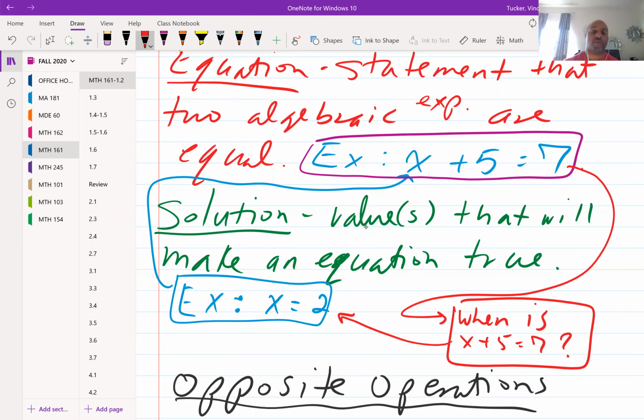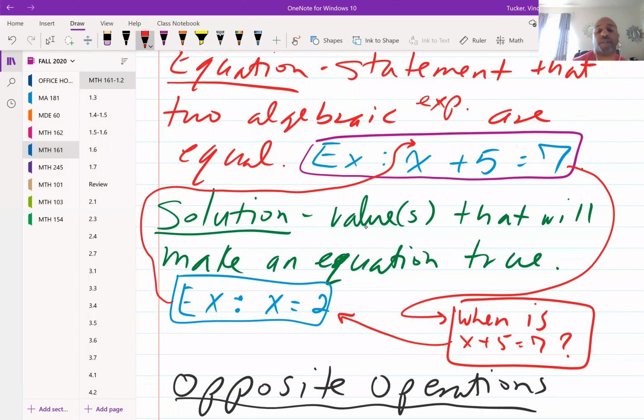So whenever you're talking about solving an equation, you want to know, when is this statement true? And your solutions will be the answer to that question. And remember, you always can plug whatever your solution is back into your equation for x to check to see if it's correct.